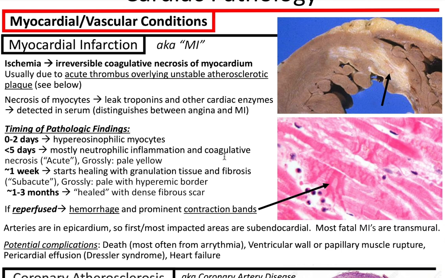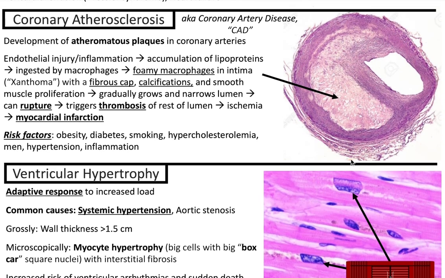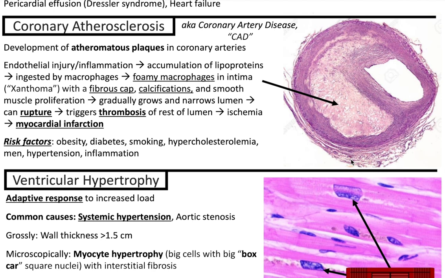Arteries are in the epicardium, so the first most impacted areas are subendocardial because that's the furthest away from the blood supply, and most fatal MIs are transmural. Potential complications: death, most often from arrhythmia, ventricular wall or papillary muscle rupture, pericardial effusion, which is Dressler syndrome, and heart failure.